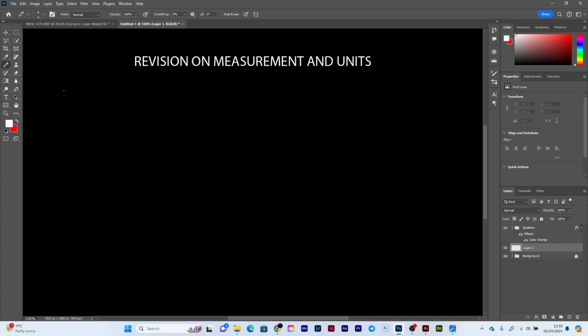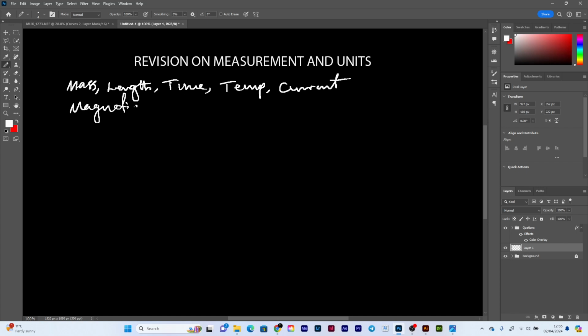When you talk about the fundamental quantities, we have mass, length, time, temperature, current, magnetic flux, and luminous intensity. All these are the fundamental quantities.